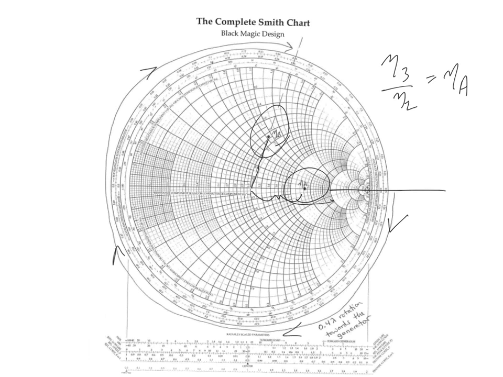So if we read off eta B on the Smith chart, eta B normalized is 0.87 plus j0.93. So don't forget we want to denormalize. So we're going to have eta B denormalized, and that's going to be 0.87 plus j0.93, and we're going to multiply that times eta 2, and we get 123.5 plus j132.